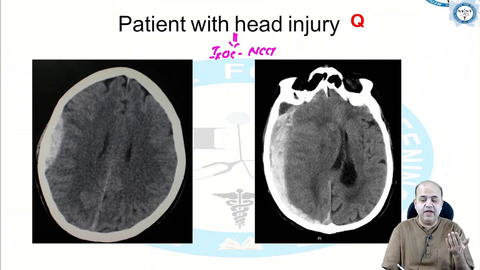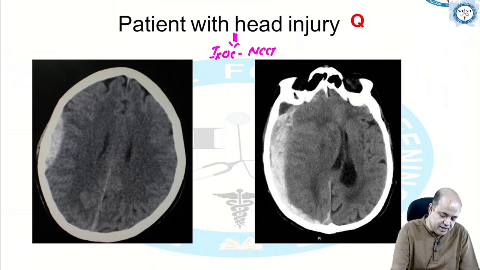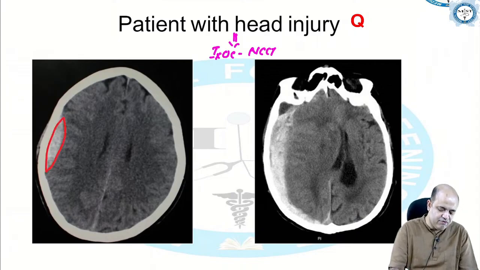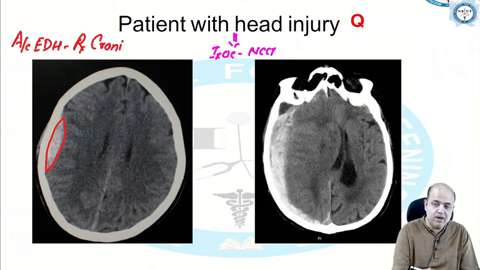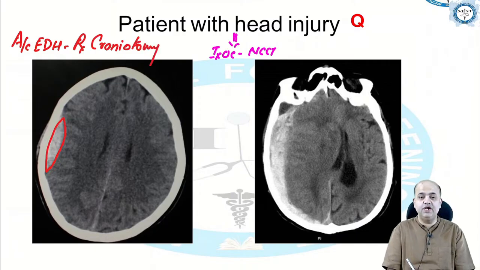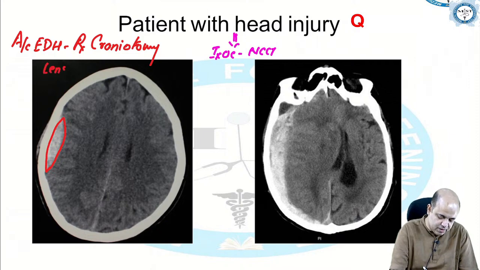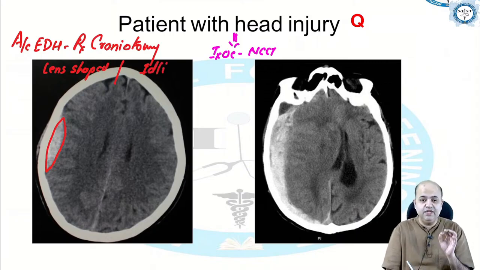We want to rule out any intracranial bleed. This is a hyperdense bleed, lentiform shaped. This is an acute EDH, acute extradural hematoma. Treatment is burr hole craniotomy. It appears lens shaped. This is also called idli shaped.